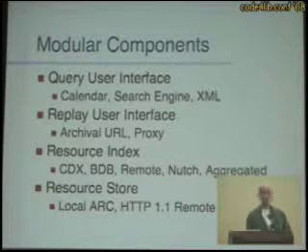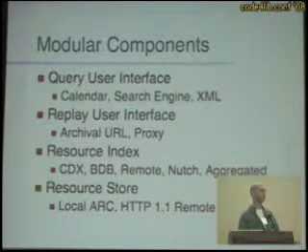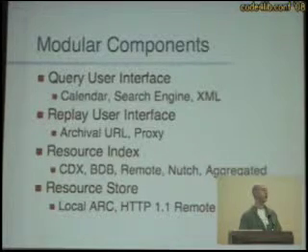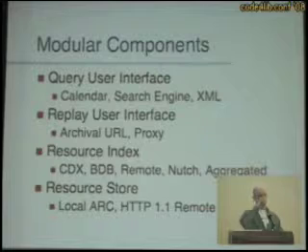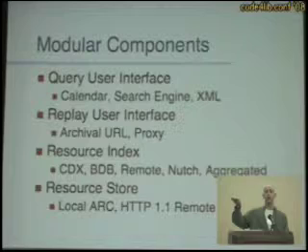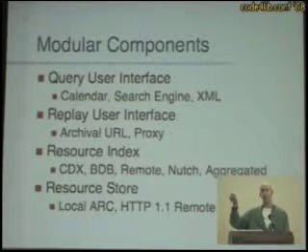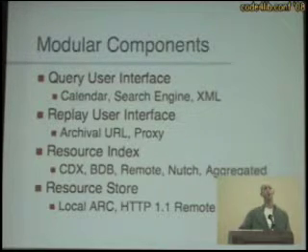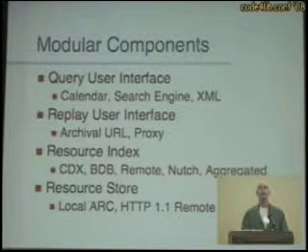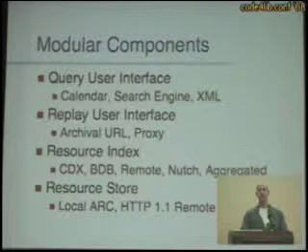The resource store implementations, which is the actual collection of documents. There's a local ARC, which is a single directory holding a bunch of ARC files. There's an HTTP 1.1 remote ARC, which allows you, knowing the absolute URL for a particular ARC file, to just use HTTP 1.1, which allows you to say, return me a particular range of a file. So if you know where that document starts and where it ends, you can ask for just that range remotely. Key advantage here is with the current Wayback Machine, we actually run custom software on all the machines holding the ARC data. This will let us do away with that layer and just use an HTTP 1.1 server.